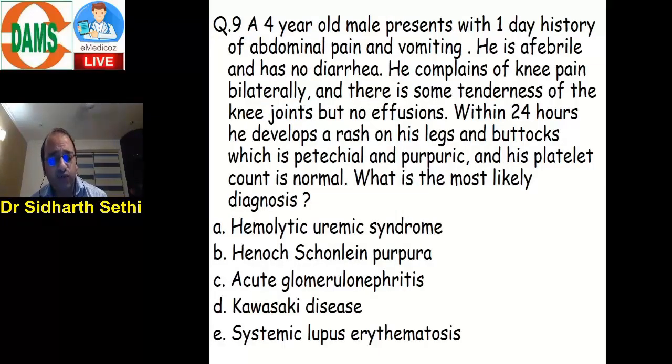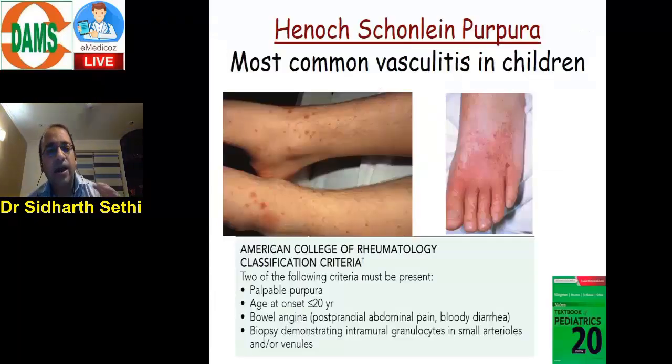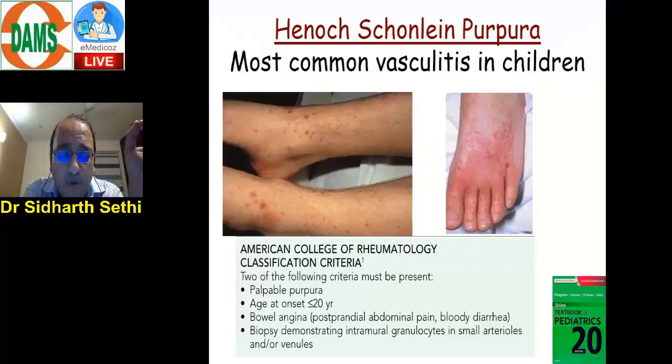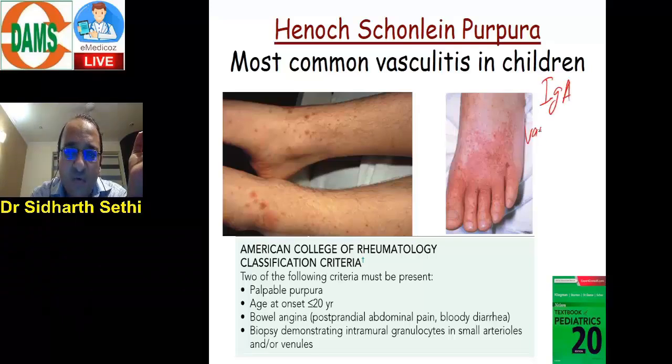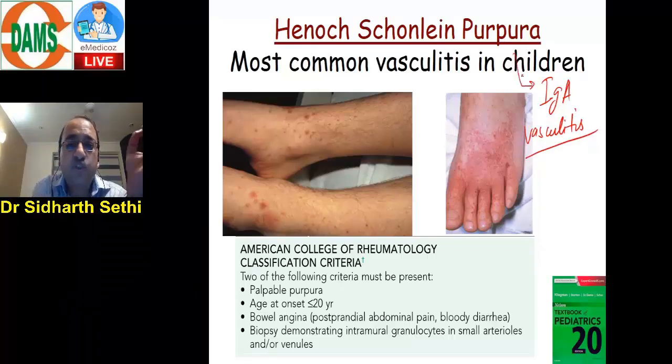Now, another favorite question of your examiners is the most common vasculitis in children. Here you have a child who comes to you with pain abdomen, arthritis, palpable purpura. Remember, Henoch-Schönlein purpura is the most common vasculitis in children, which is also called IgA vasculitis. It is the most common small vessel vasculitis in children.